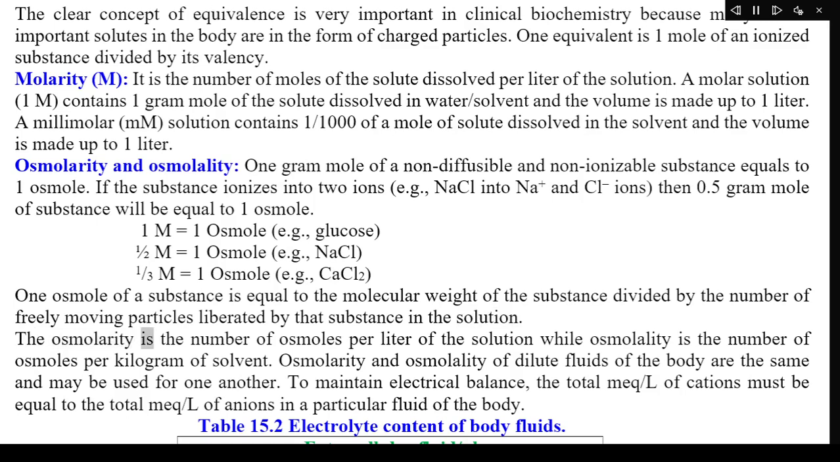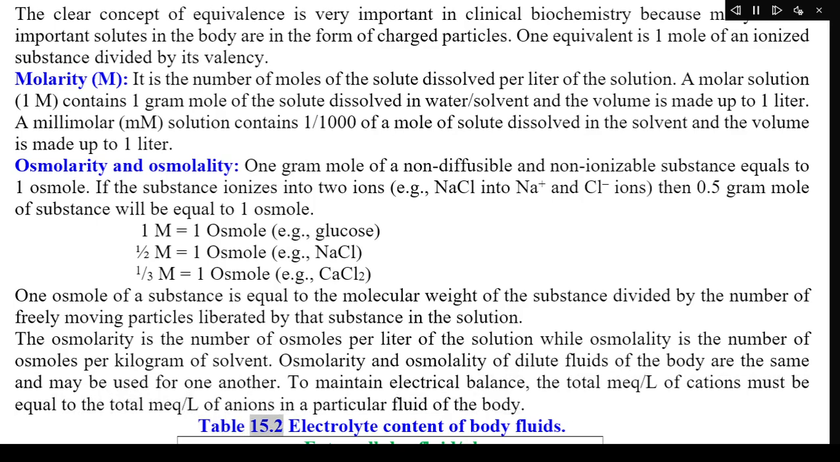The osmolarity is the number of osmoles per liter of the solution, while osmolality is the number of osmoles per kilogram of solvent. Osmolarity and osmolality of dilute fluids of the body are the same and may be used for one another. To maintain electrical balance, the total milliequivalent/L of cations must be equal to the total milliequivalent/L of anions in a particular fluid of the body.